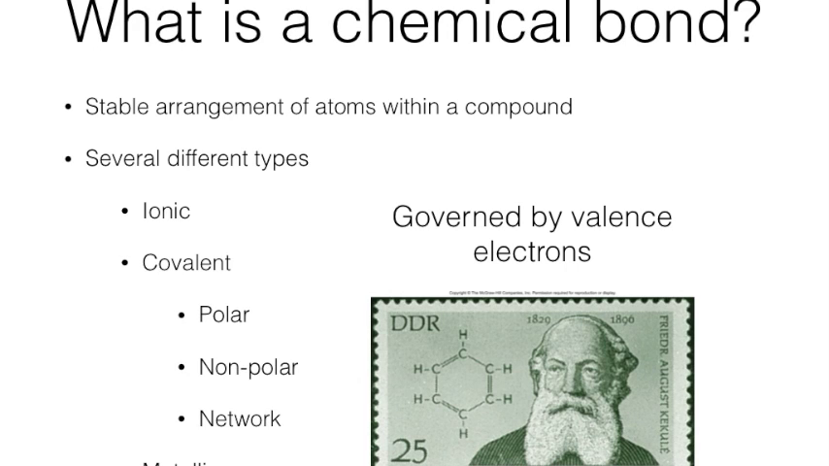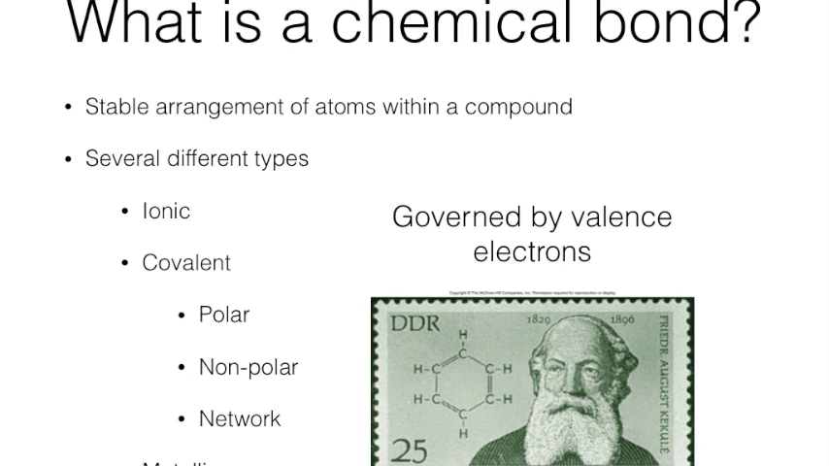So what is a bond? It is a stable arrangement of atoms within a compound. So it's a bunch of atoms that are put together. Now how is that different than just say some atomic gas? Okay? The difference is these are going to be atoms that are held together.